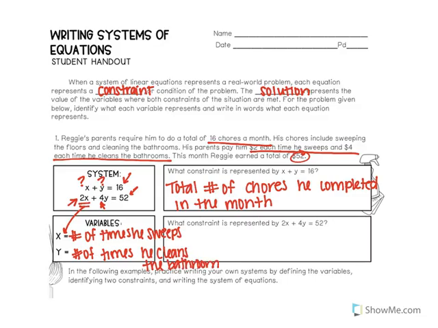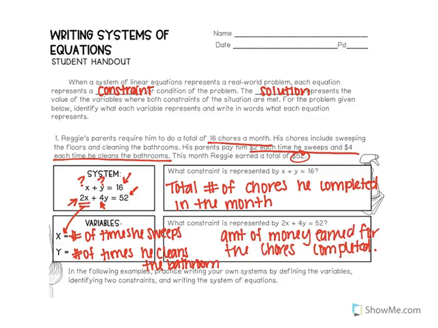Now, what constraint is represented by 2x plus 4y equals 52? This is the amount of money that he earned from the chores completed this month. When reading the question, you can see that the 16 represents the number of chores, which we looked at right here, and the 52 right here helps us see that that's the total amount of money that he made. In the following examples, when I turn the page, we'll be practicing writing our own systems by defining the variables, identifying 2 constraints, and writing the systems of equations.